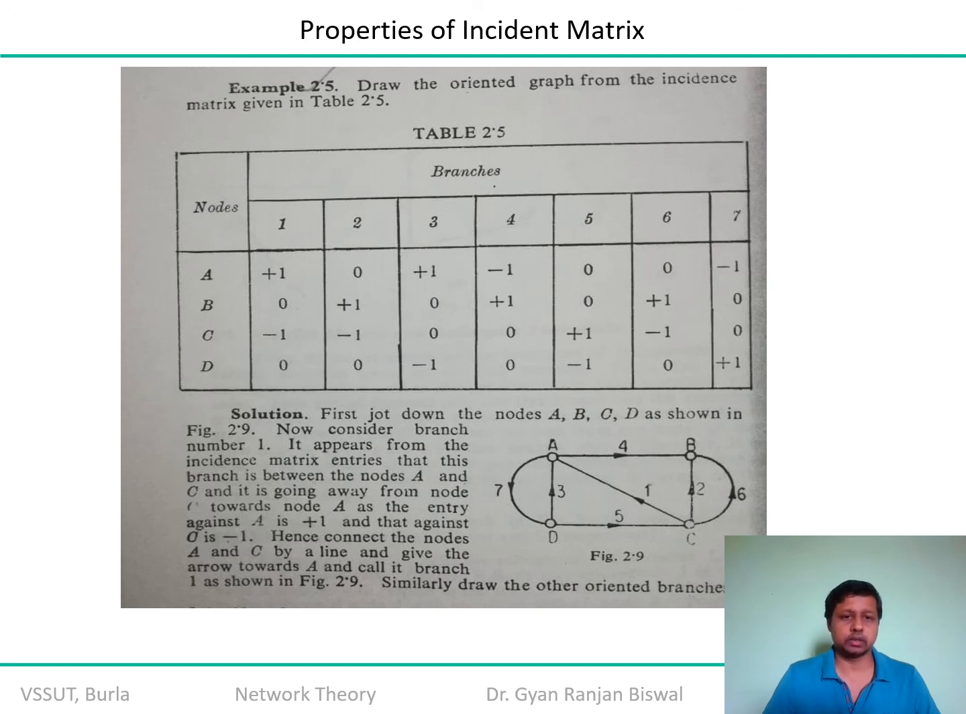Similarly, for branch number 2, B is incoming, whereas C is outgoing. So that means there is another direction of current, indicating the direction of flow of current from node C to node B. So that's how we can prepare the reverse thing. If the incidence matrix is known, then you can prepare the oriented graph.